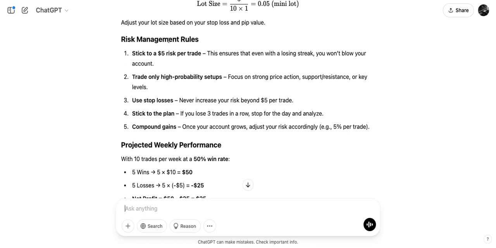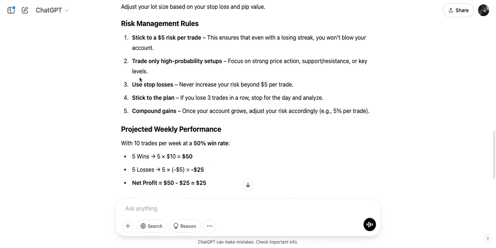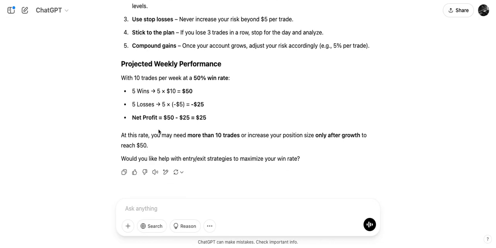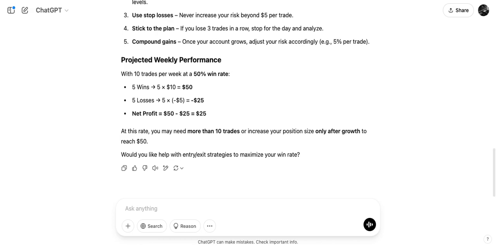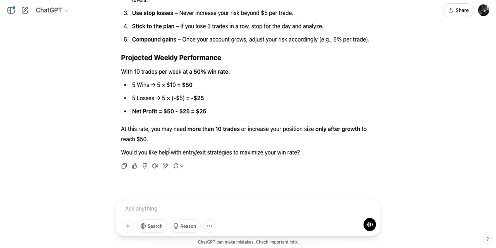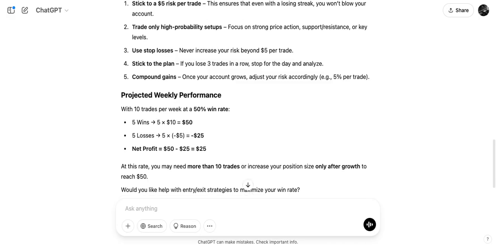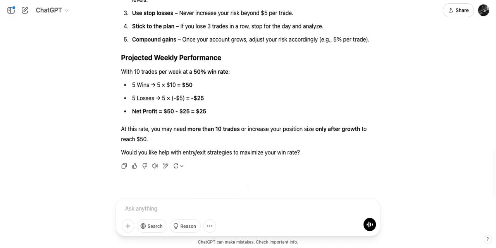But here we go. So this is what it advises us. We need to look at about taking 10 trades a week. If we take 10 trades a week and risk $5 a trade, after 5 wins and 5 losses, net profit is $25. But at this rate, you may need more than 10 trades or increase your position size to grow it. And then it's going to ask you if you want some extra tips and tricks, and you just want to have a conversation with it. All right. So I would always recommend that you keep it realistic.